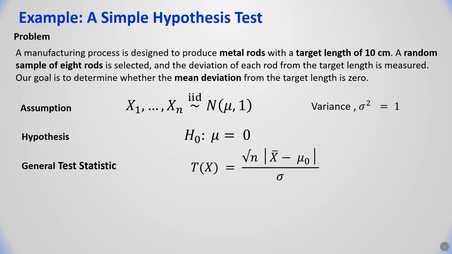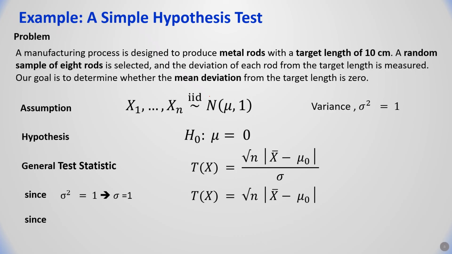It is the square root of n multiplied by the absolute difference between the sample mean and the hypothesized mean, mu naught, divided by the population standard deviation, sigma. Notice that the numerator measures how far the sample mean is from the hypothesized mean. Since the population variance is equal to 1, the population standard deviation, sigma, is also equal to 1. Therefore, dividing by sigma has no effect, and the denominator can be omitted.